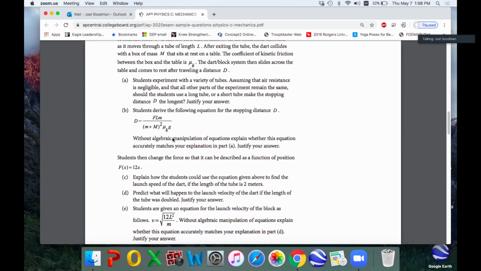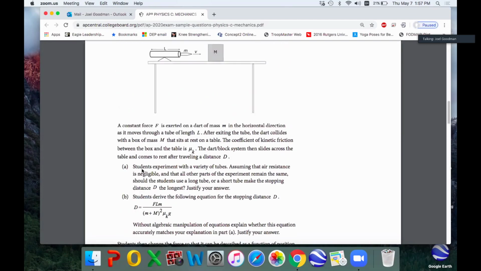Don't you think that that's like deceptive? Yes. People are going to be spending 10 minutes trying to figure out if this formula is right. All they want to know is, does it agree with what you said? And that's it. Okay, now students then change the force so that it can be described as a function of position. What do you think X is? They didn't say what X is, and I swear I know kids would get points off in a college lab if you didn't define what X is. What's X?